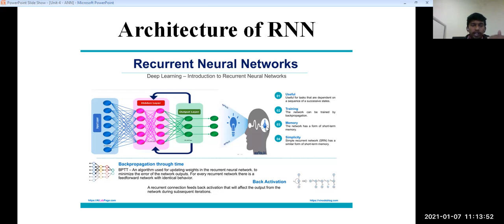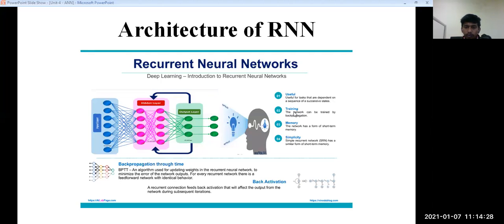So most of the organizations and research activities are now linked to artificial intelligence with respect to recurrent neural networks. This concept is actually part of deep learning, but it can be applied to any artificial intelligence problem, which you'll be seeing in the next slides. So RNN is useful for tasks that depend on a sequence of successive states. Whenever you have successive states where you need information from one stage to another, RNN is much more useful here.